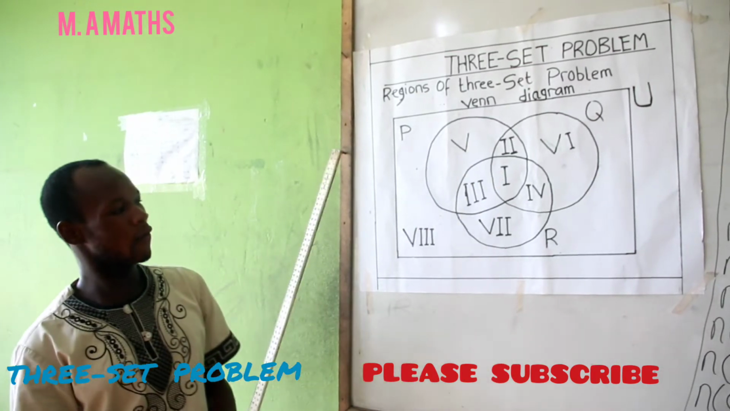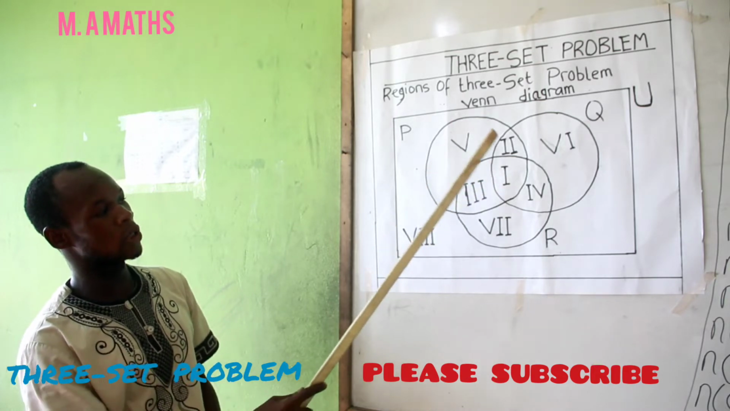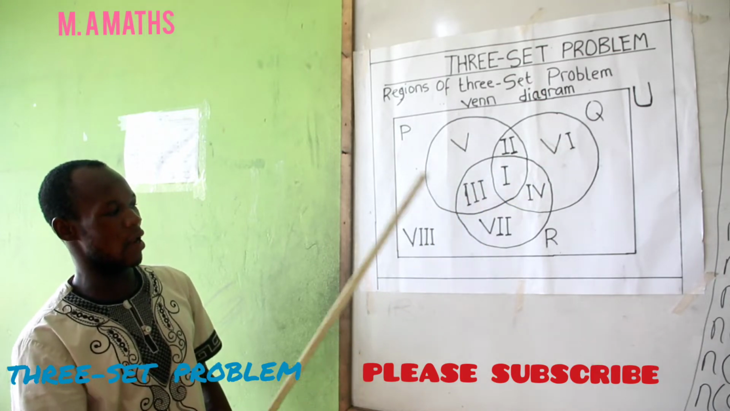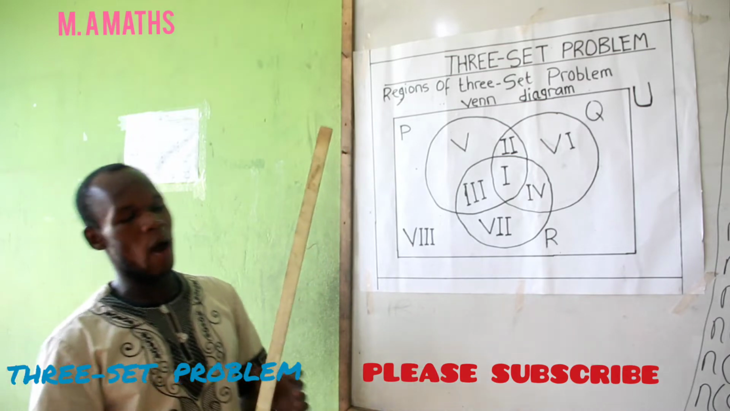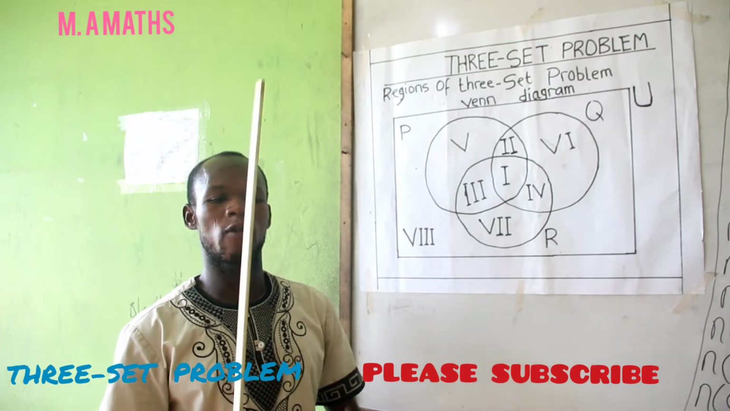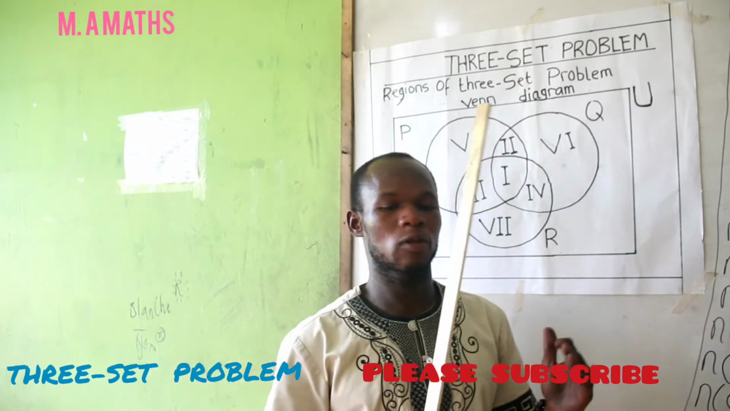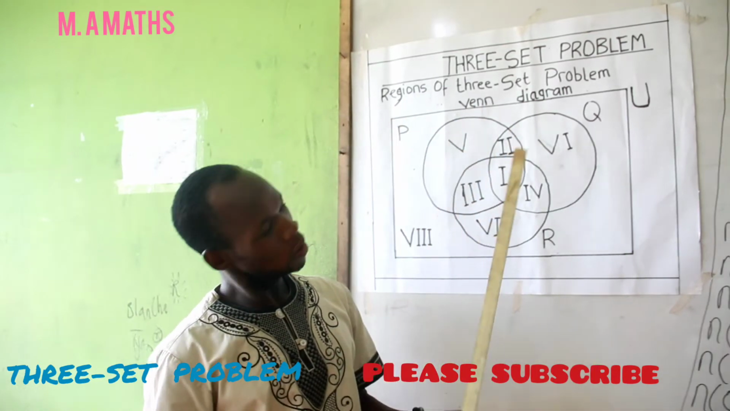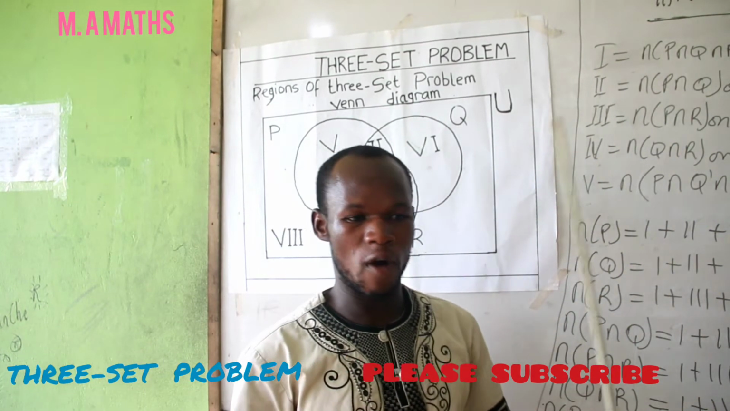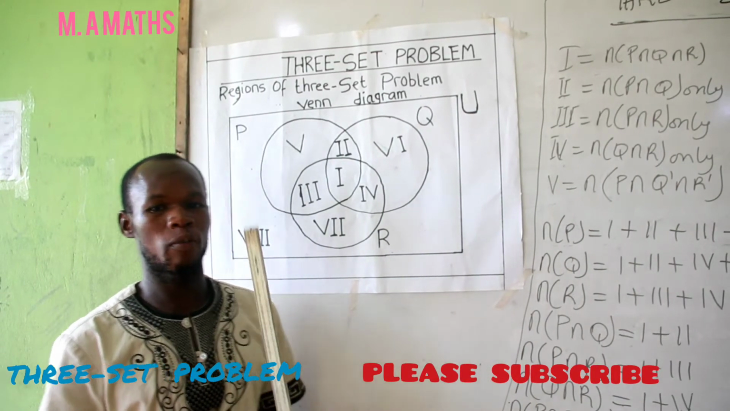You can see I have labeled each of the regions from region 1, 2, 3, 4, 5, 6, 7, and 8. We are going to look at what each region represents and how to apply each of the regions to solve problems under the three-set problem. Before we look at examples, we are going to use this to come out with the De Morgan's formula for the three-set problem.